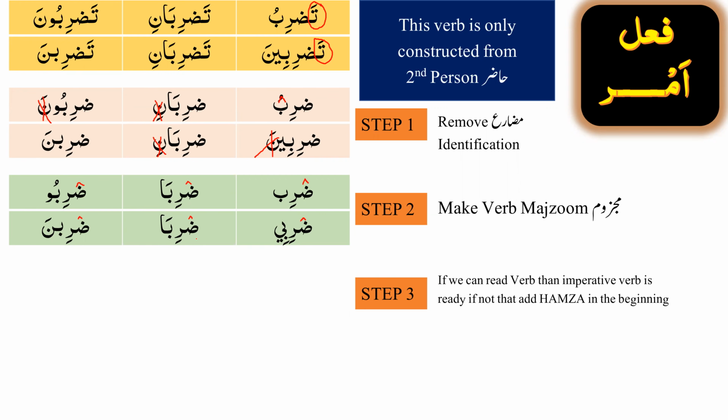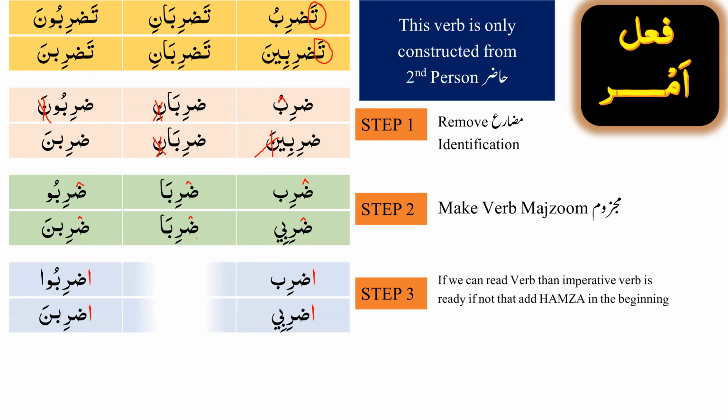If we cannot read, now what will we do? We will add one hamza. Okay, we added hamza. Can we read now? No, sir. Now also we cannot read. Now we have to add one vowel on the hamza. So we have to decide which vowel, because we have kasra, we have dhamma, we have fatha. So which one will we add? This depends now.